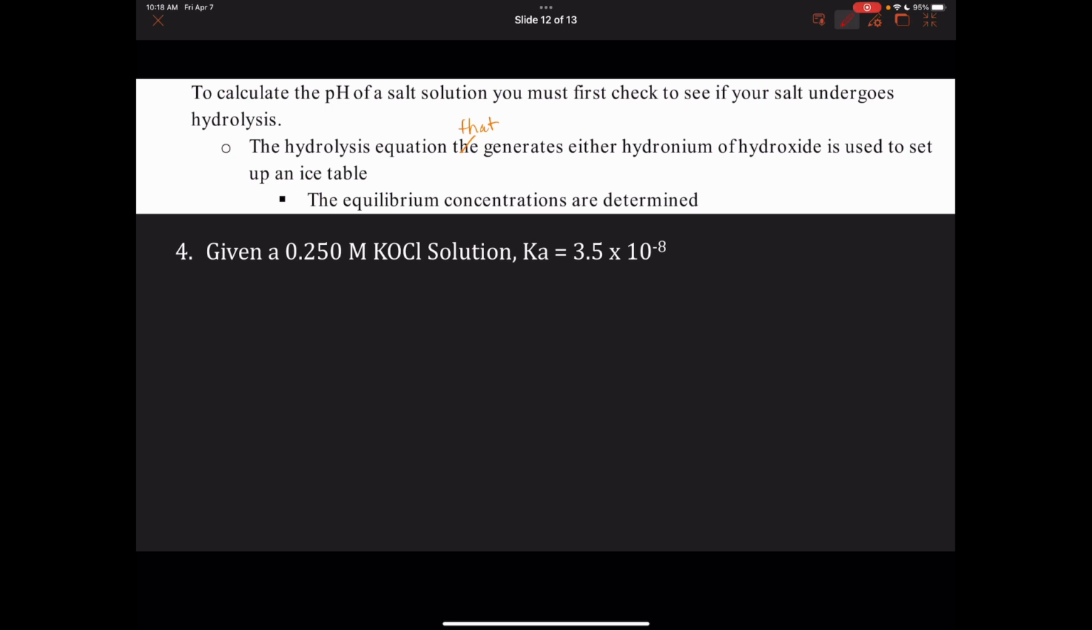So we've got a solution of 0.250 molar KOCl. We're going to walk through several steps, but ultimately our goal is going to be to determine the pH of this solution.